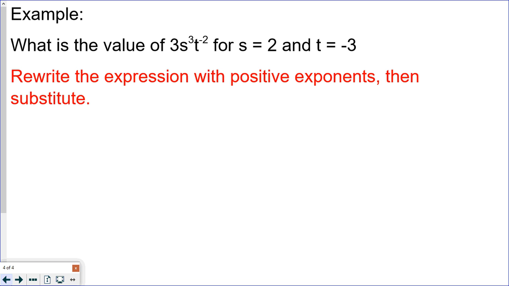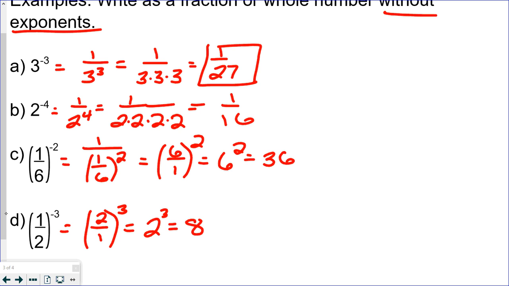All right, so that's how you handle negative exponents. Change them into positive exponents, and then you can evaluate them from there.